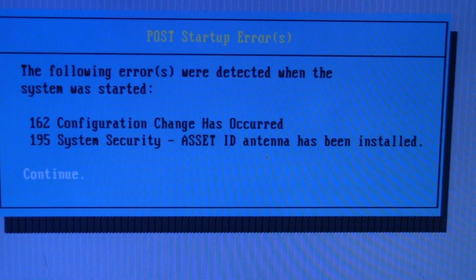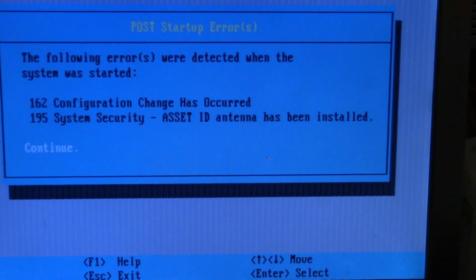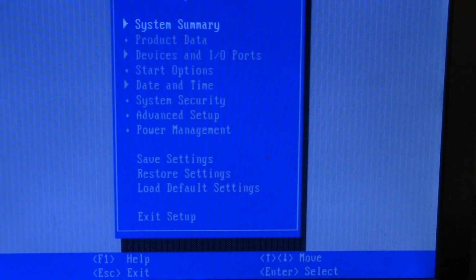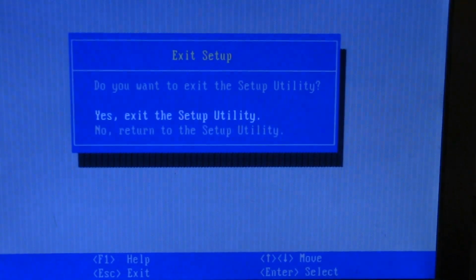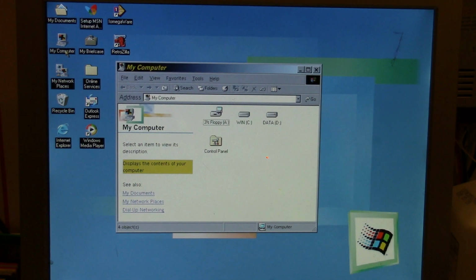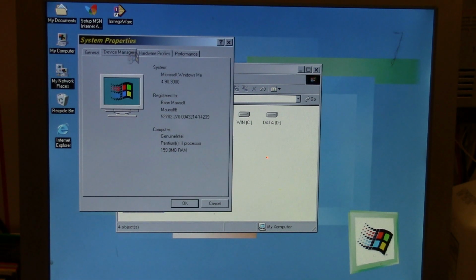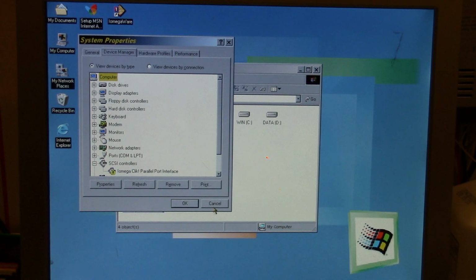Booted up the computer and it realizes that yes, there were some changes on there, including what we did with the asset ID antenna, which is that little RFID thing on the front. You can check that the drive does open. So we're going to go back and continue booting. Automatically reconfigure the system and continue. Booted into Windows, check my computer. Oh, that's an interesting little problem. There is no optical drive detected. Now, that's a little bit of an issue.